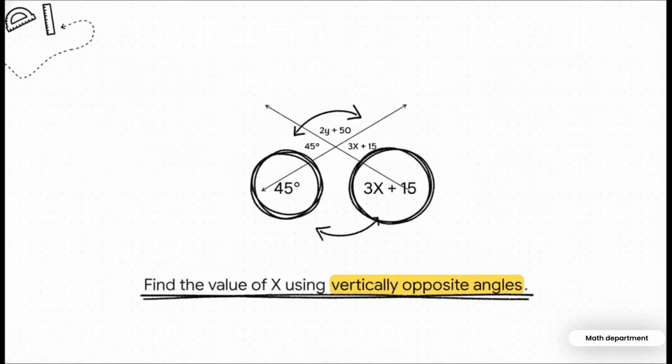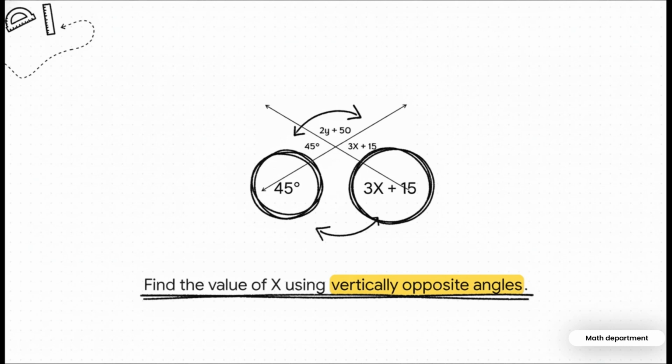All right, now here is a very common exam question designed specifically to test if you can spot vertically opposite angles when they're hiding inside some algebra. This one is straight from the classwork section of your worksheet. We see an X shape formed by intersecting lines. Over on the left, we have 45 degrees, and directly across from it on the right, we have 3x plus 15.